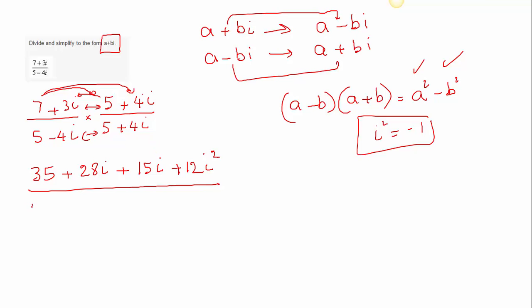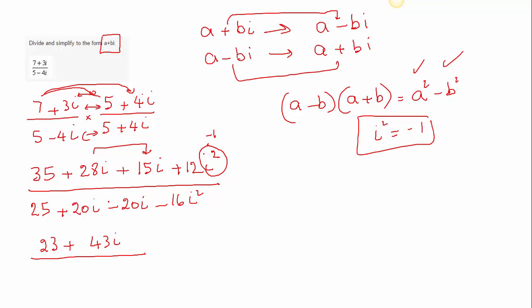5 times 5, 25. 5 times 4i, 20i. Negative 4i times 5 is negative 20i. And negative 4i times 4i is negative 16i squared. So let's simplify. What is 28 plus 15? 43i. Now the i squared will change to negative 1, and 12 times negative 1 is negative 12. Negative 12 plus 35 is 23.